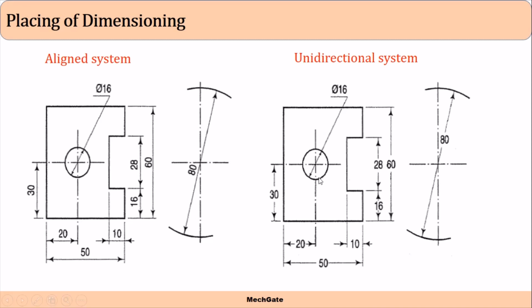So this is the main difference between the aligned system of dimensioning and the unidirectional system of dimensioning. I hope you understand the difference. We generally follow this aligned system of dimensioning in this subject.